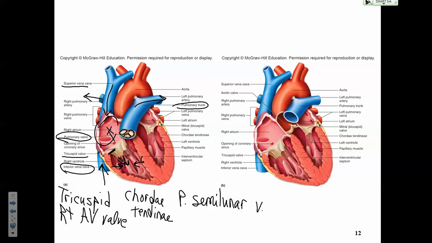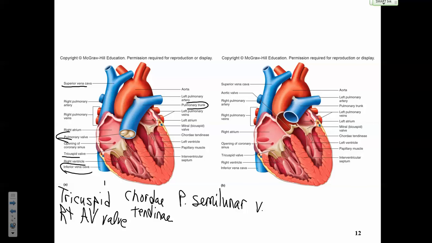And if blood moves this way, they collapse, like upside down parachutes, sort of. But if blood tries to back up, they get filled up, and as they fill up, they come together and it closes it off. So they act like this. That's the pulmonary semilunar valve, also called the pulmonary valve. It's located at the base of the pulmonary trunk.